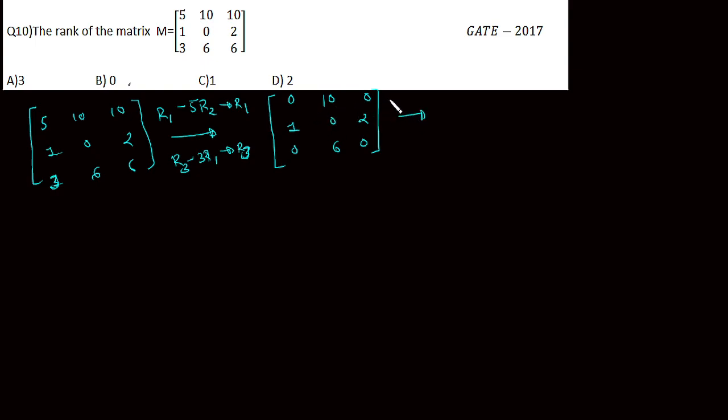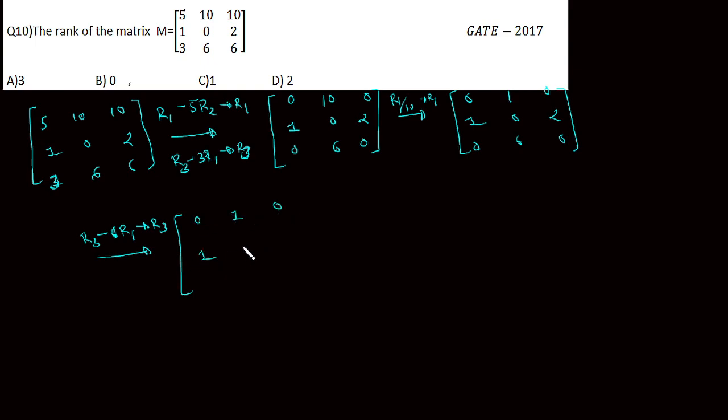Let's divide the first row by 10, R1 by 10 becomes new R1. So here we are getting 1 in the place of 10, and here 1 0 2, and the third row remains as it is. Now we can apply one further operation, which is R3 minus 6 times R1 will be new R3. So let's write 0 1 0, 1 0 2, 0 0 and 0.